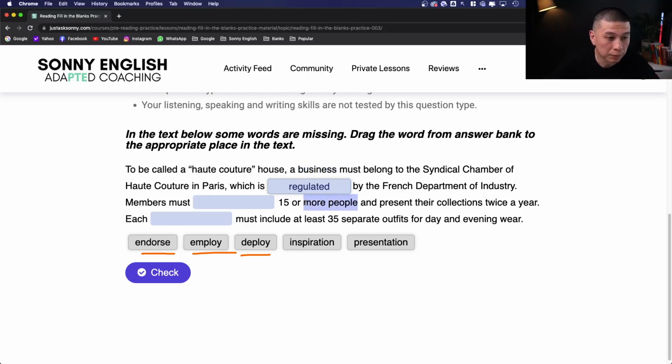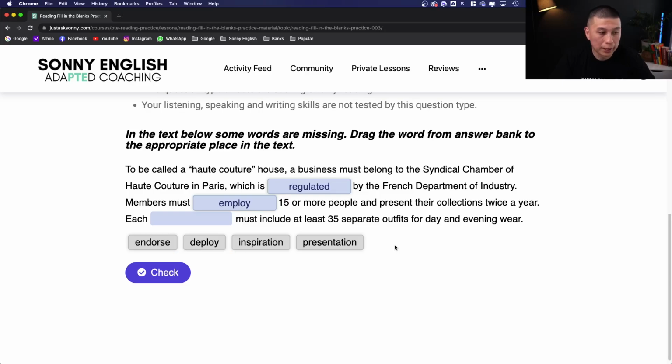So what do you think businesses need to do for people? What do businesses do? The most likely word I would say is employ. Businesses employ people. They don't deploy people. They don't endorse people, right? Celebrities endorse companies. It means like, hey, buy this product. They're great, which is nonsense, right? That's called endorse. And deploy is almost like military. You send them to go fight a war. That's deploy. Okay, so companies or businesses employ people. I think that's the most likely answer.